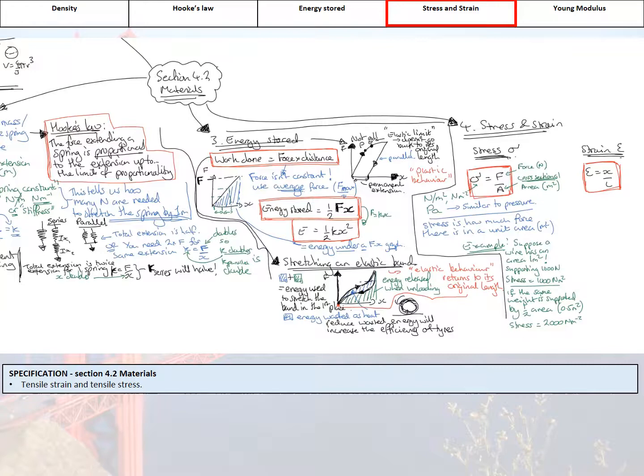And we can compare, to get an idea of how concentrated the force is, for a fixed area, and we say, well, let's make the areas of all the cables equal to a metre squared. How much force would they then be supporting? And then you can compare. So that's stress.